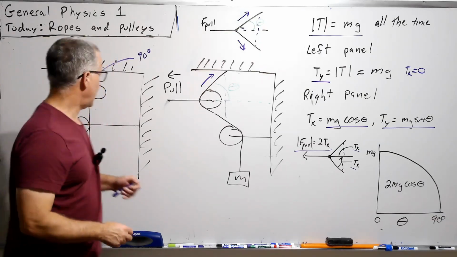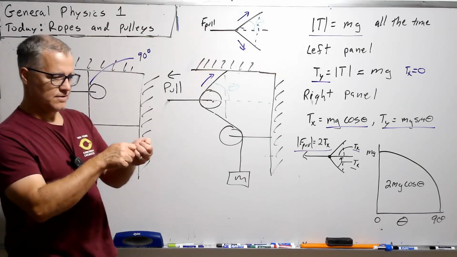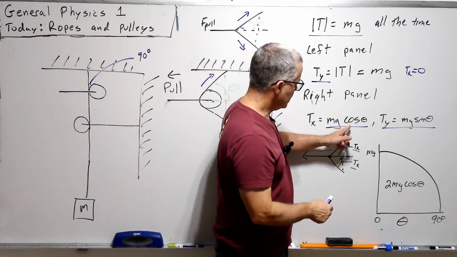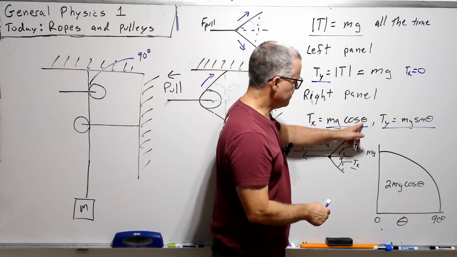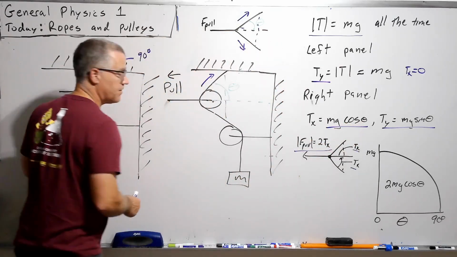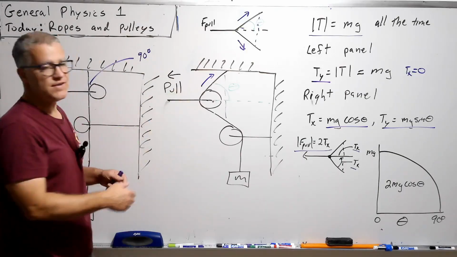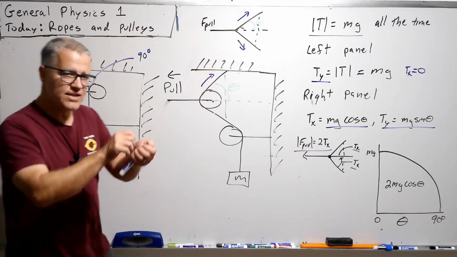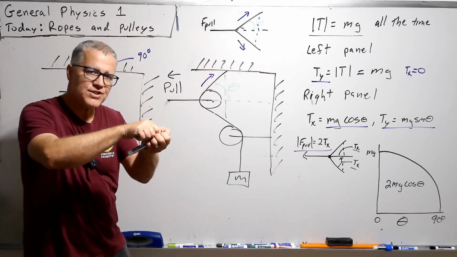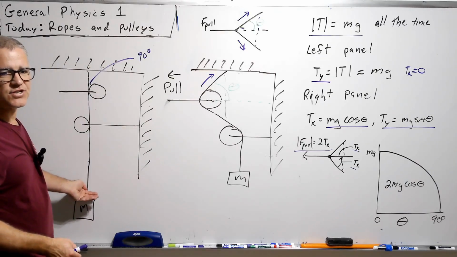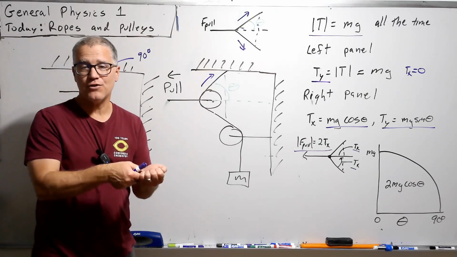Now, let's think about that here. The Tx is cosine of theta. In this picture, theta is 90 degrees. So cosine of 90 is 0. It means that we need 0 force to just start to pull this, to lift this weight, to just start this weight. So we need actually 0 force to lift the weight.